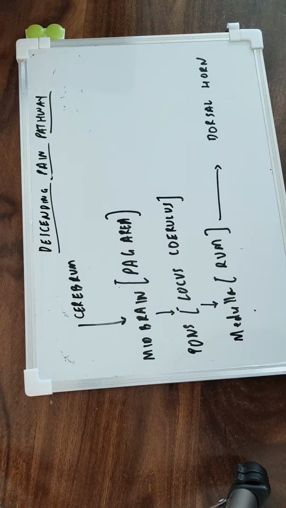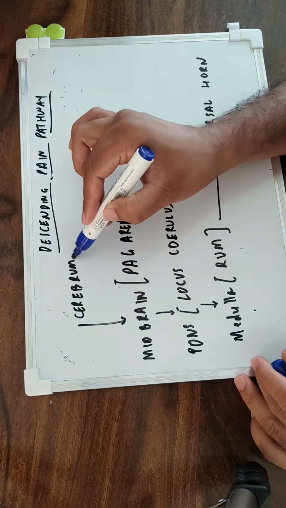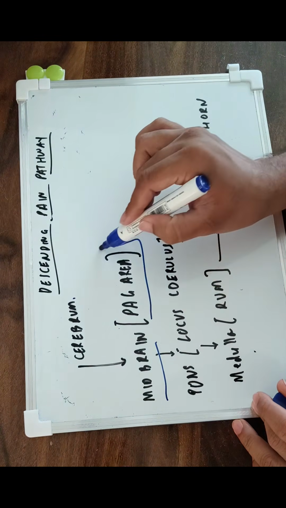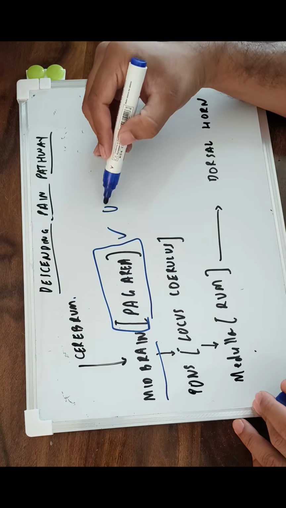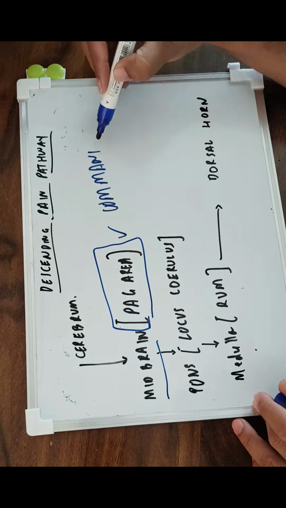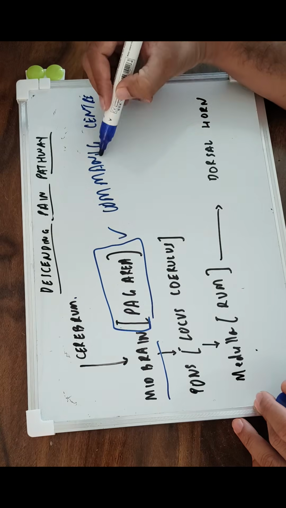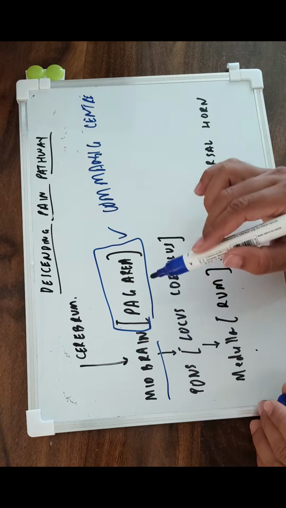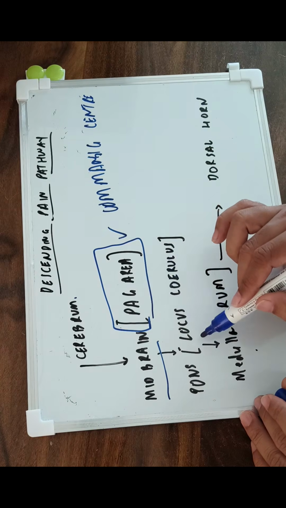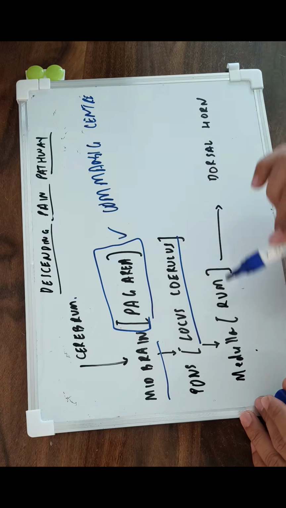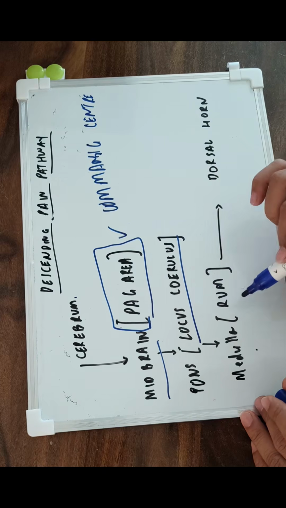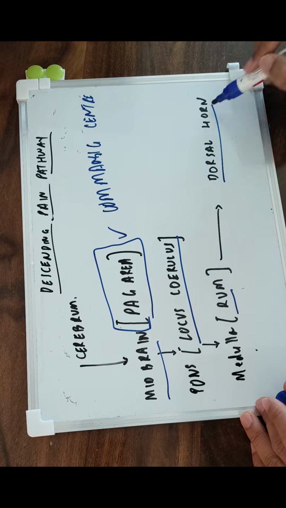As discussed previously, the pain pathway travels from cerebrum to midbrain. In the middle there is the PAG area. This is the commanding center of the descending pain pathway. From this area, the signal goes to the locus coeruleus nucleus in the pons. From here, the signal goes to the RVM nucleus and then finally to the dorsal horn.